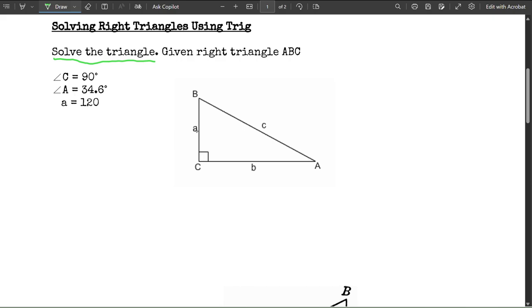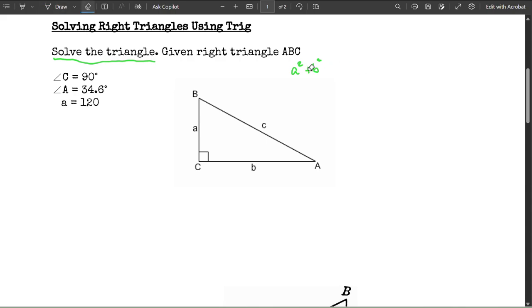And across from A is side A, across from B is side B, and across from C to 90 degrees is always C, which is the hypotenuse. Okay, so A, B, C. That maps with the Pythagorean theorem, A squared plus B squared equals C squared. That's why these sides are labeled as such.